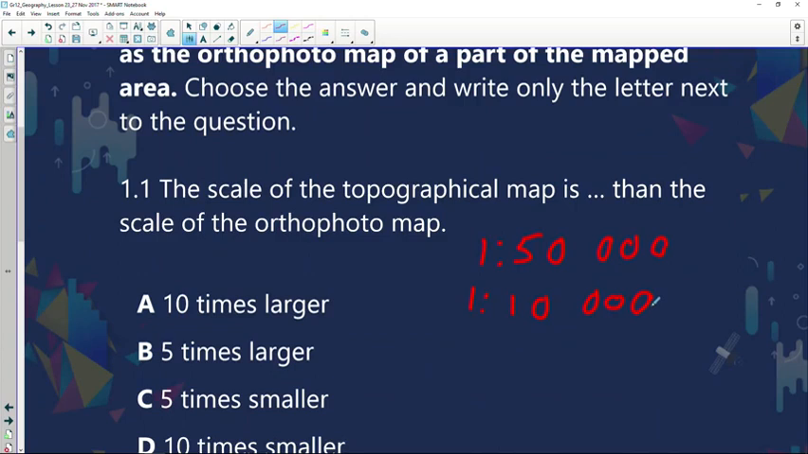So which one is actually the biggest map? What can we say? The scale of the topographical map is 5 times smaller than that of the orthophoto map. Because have a look over here: the orthophoto map's only been reduced 10,000 times, whereas your topographical map has been reduced 50,000 times. So the correct answer over there will be C.